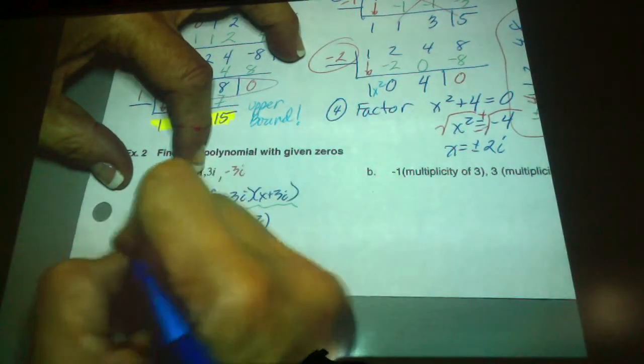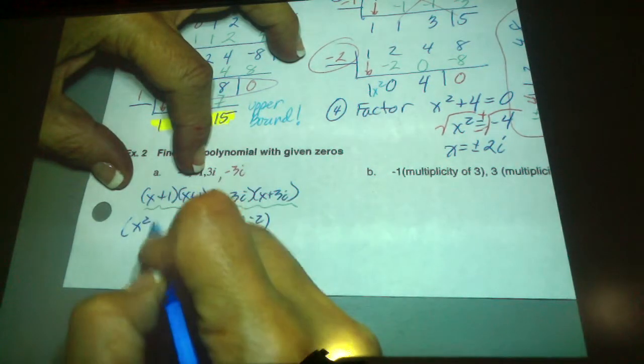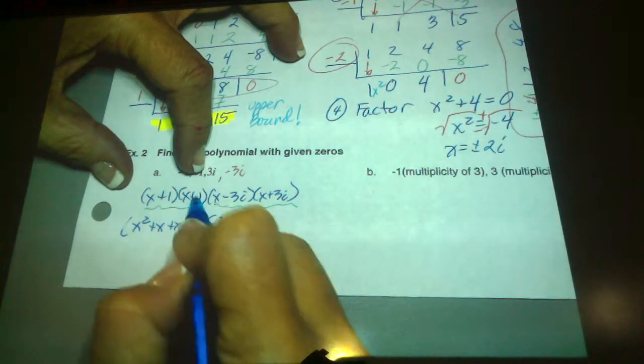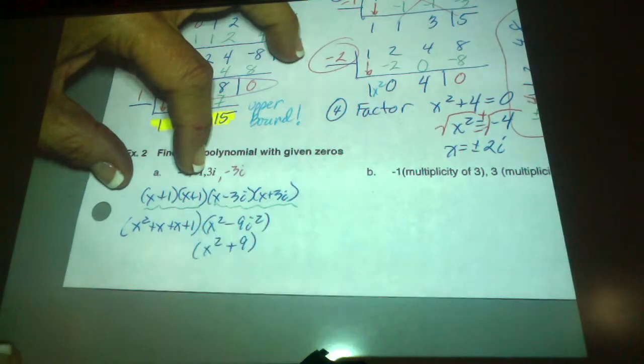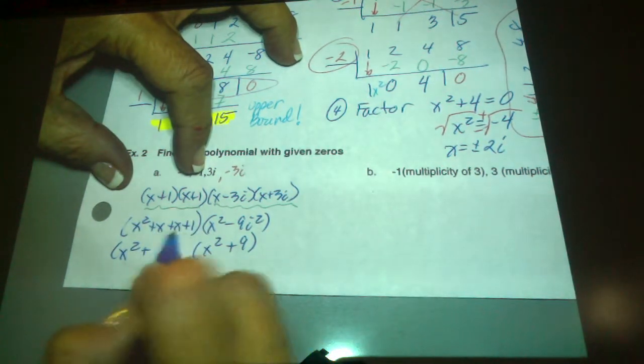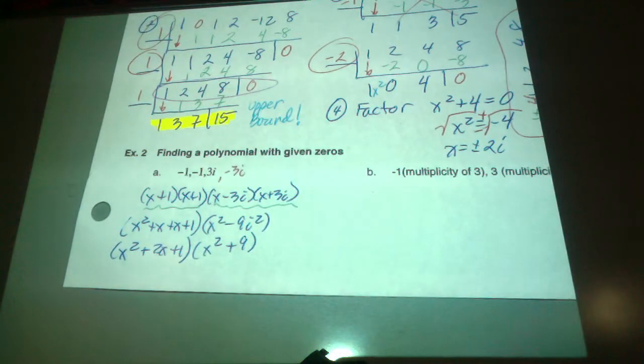When we FOIL, we get x times x is x squared. We get x times 1 is x. Then multiply the 1: 1 times x is x. 1 times 1 is 1. So you do get a middle term, which is x squared plus x plus x, which is x squared plus 2x plus 1. A lot of you are missing that middle term.